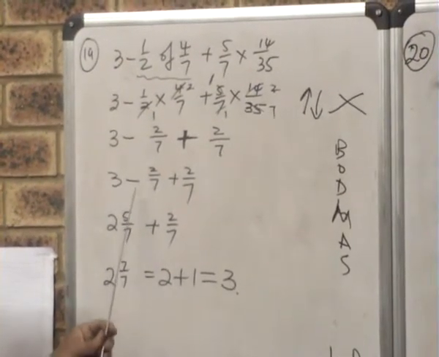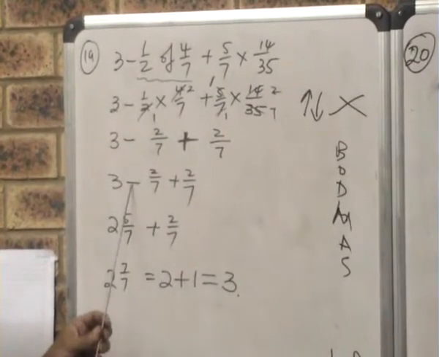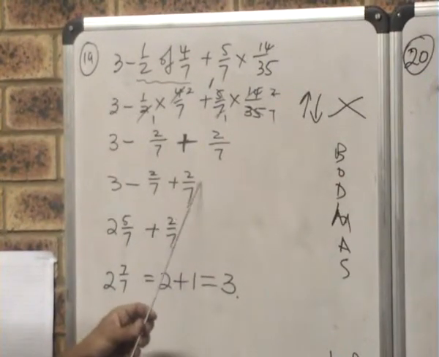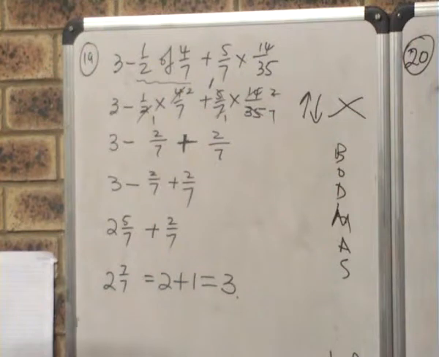Or another student would have said, look, I know the left to right rule, but this minus 2 sevenths and that plus 2 sevenths gives me 0. Therefore, the final answer is 3, will also be correct. Okay, and now we come to our last example. Let's move on to number 20.